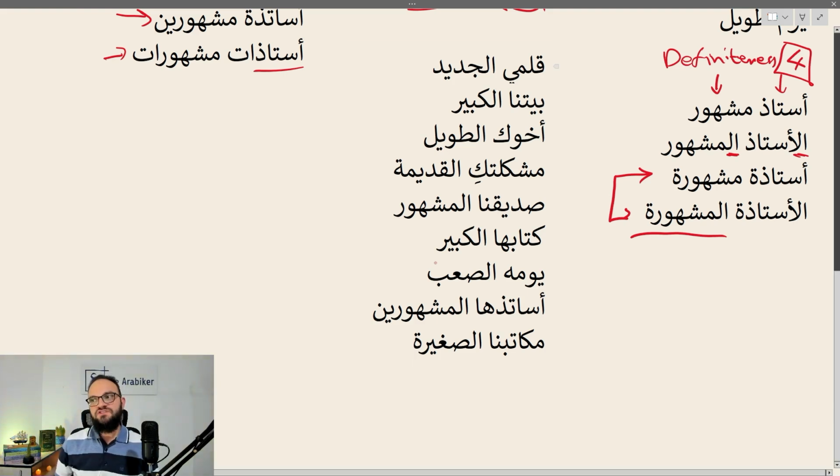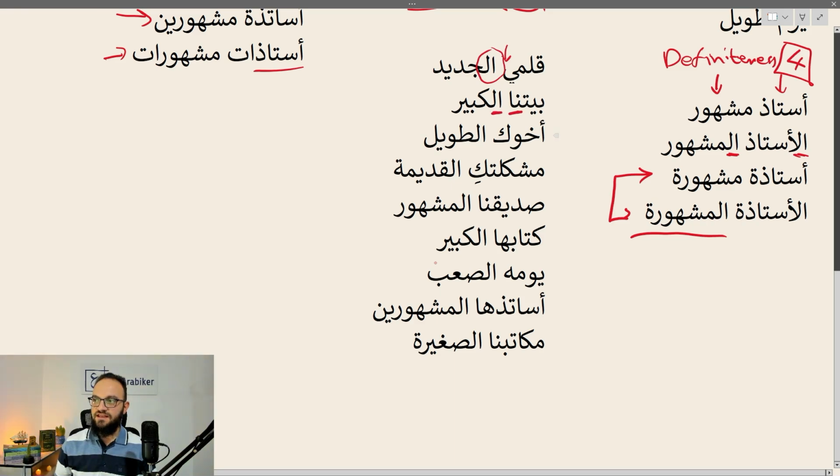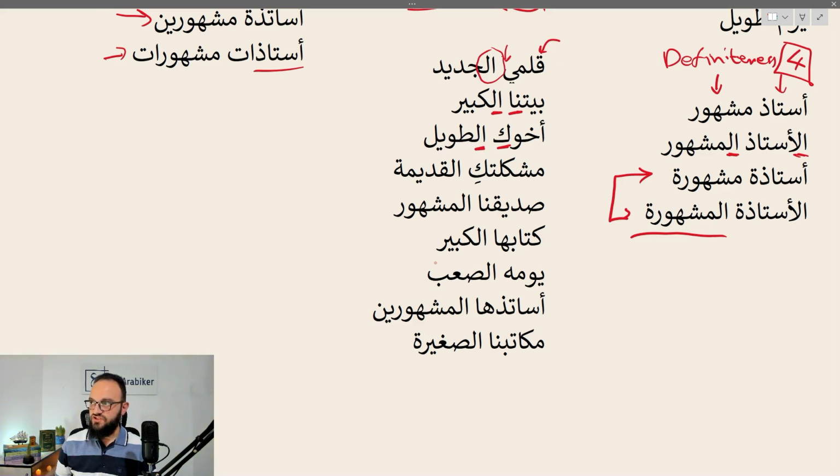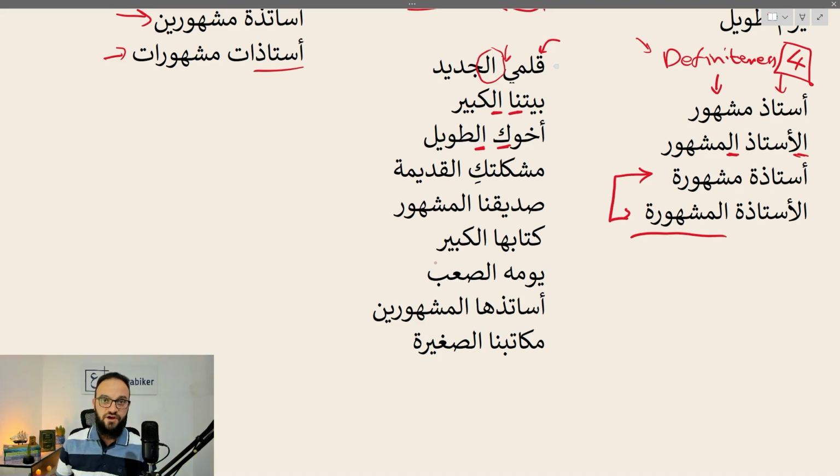You might have noticed that the possessive pronoun goes with the noun, while the adjective has the definite article. قلمي الجديد, بيتنا الكبير, أخوك الطويل. Because the noun here is definite by the possessive pronoun, then the adjective must be definite, just like what we said here in this rule. But the possessive pronoun goes only with the noun. It doesn't go with the adjective. This is a common mistake by non-native learners.